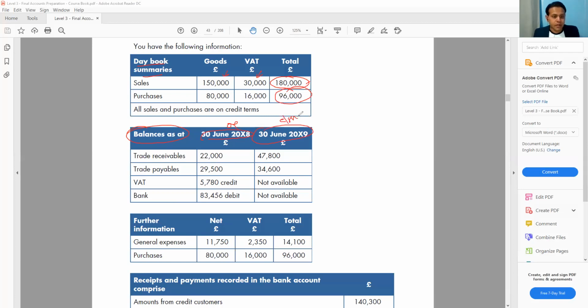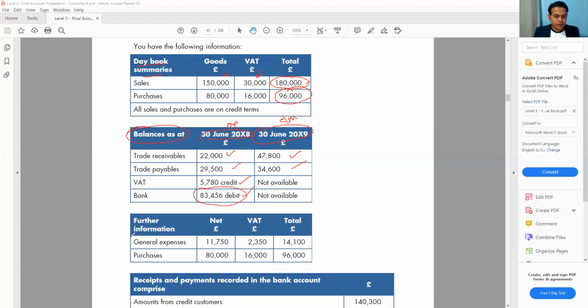We understand it. Then we can see trade receivables, that is sales ledger control: 22,000 is the opening, 47 is the closing. Then we have trade payables, 29,500 opening, 34,600 closing. VAT, we have 5780, the credit is the opening balance. Bank, we have opening balance 83,456. So at the beginning of the year, we have this money in our bank.